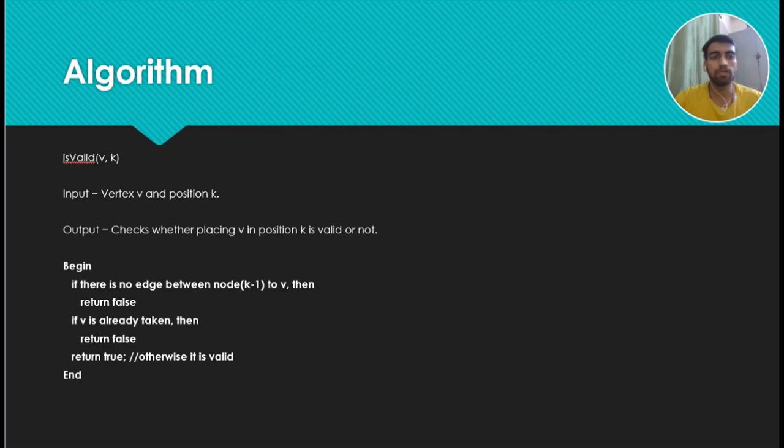So let's come to the algorithm. We will be using two functions. The first one is valid. It will take two arguments: the vertex v and the position k. The output checks whether placing v in the position k is valid or not. The algorithm is like this: first of all, we'll check if there is any edge between node k minus 1 and v; if not, we'll return false. Or if v is already taken, then also we'll return false. Otherwise we'll return true.